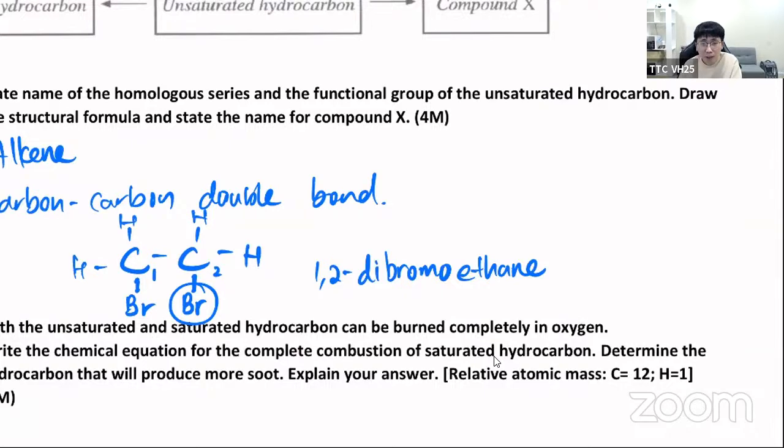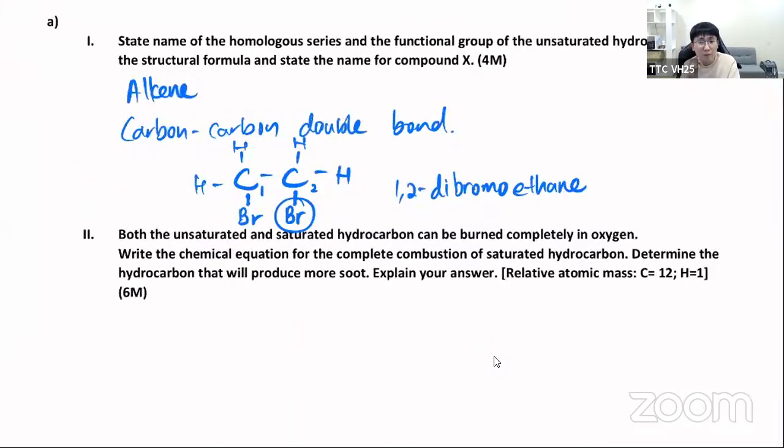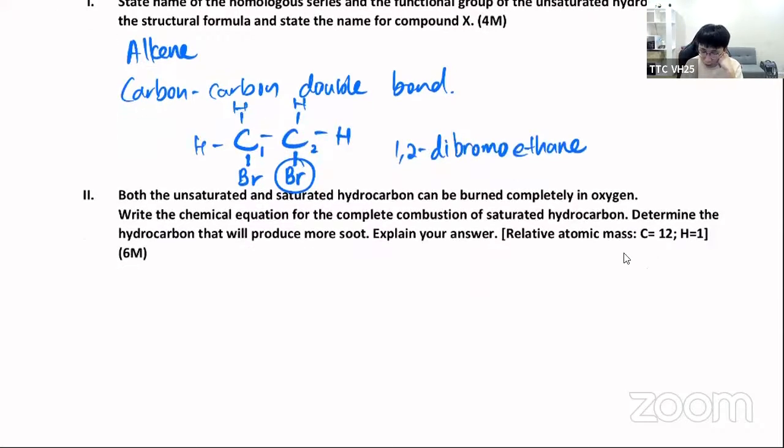So of course, moving on, we have both the unsaturated and saturated hydrocarbon can be burned completely in oxygen. Write the chemical equation for the complete combustion of saturated hydrocarbon and determine the hydrocarbon that will produce more soot and explain your answer. So how to write complete combustion, guys? Combustion means burn with what? They actually tell you, burn with oxygen.